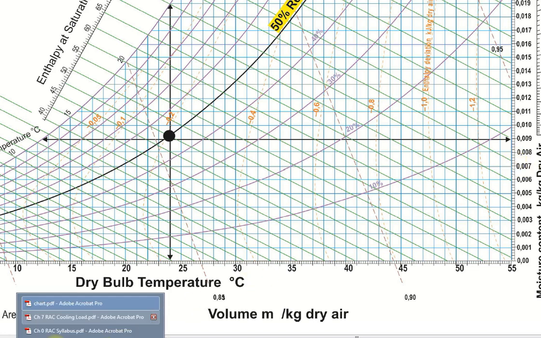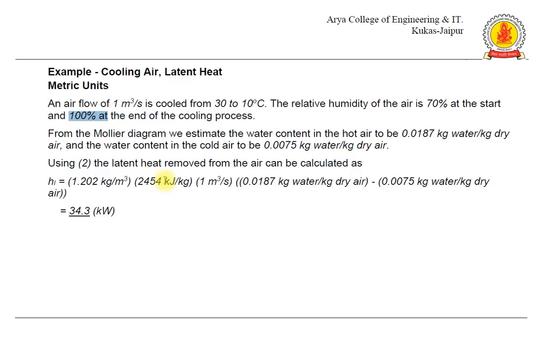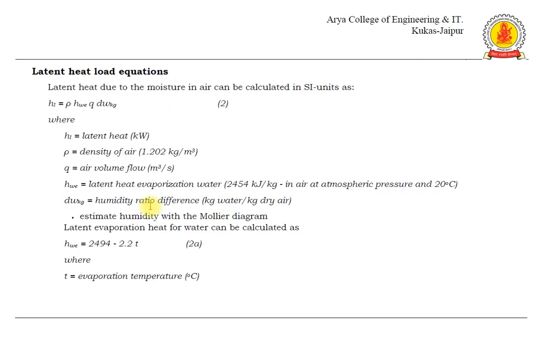Let us check. This is 0.0187 and the other is 0.0075. So we have found W1 and W2. Now we will simply put them in this equation. This is the equation we have seen before.